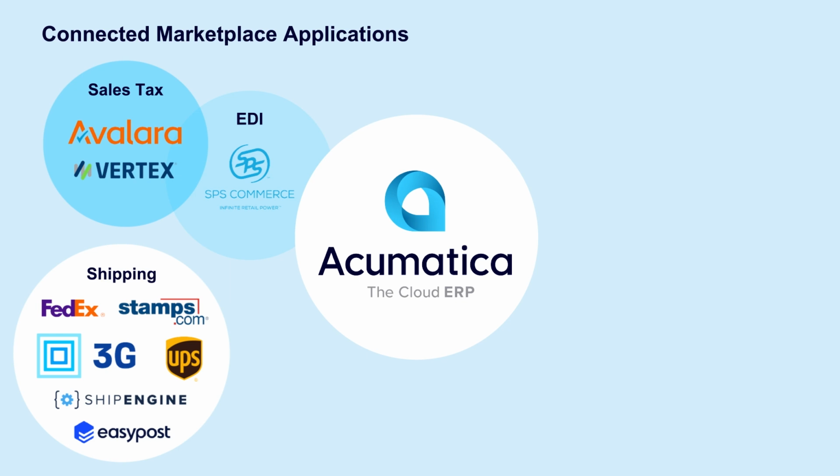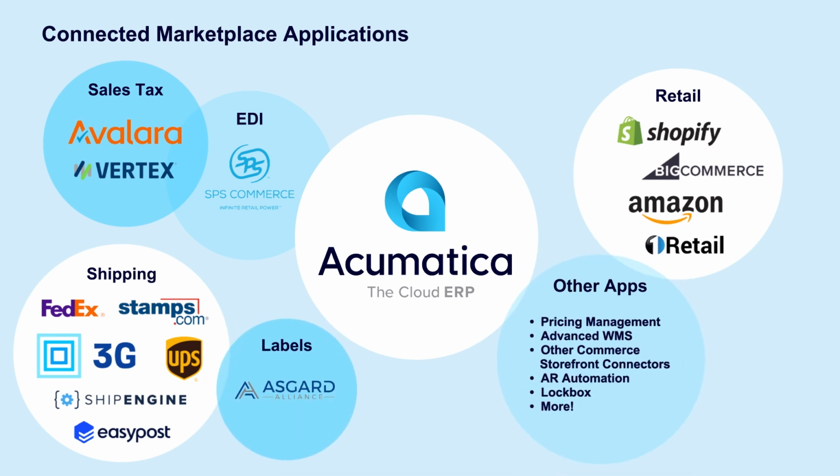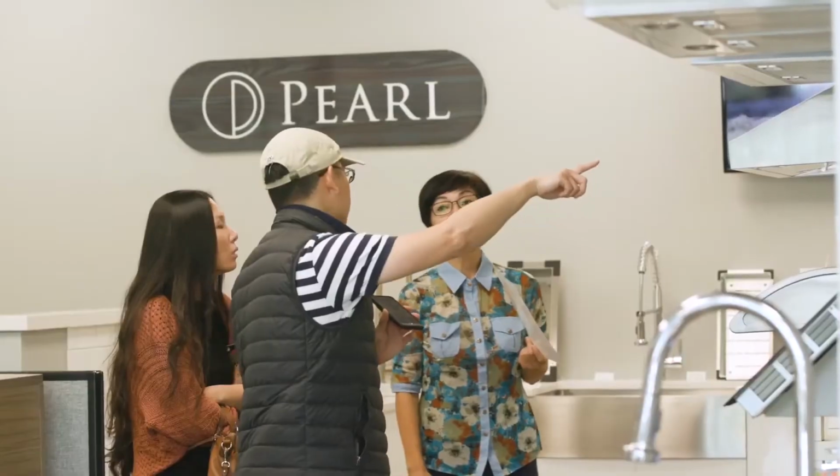With Acumatica, you can harmonize omnichannel orders from retail point-of-sale applications, commerce storefronts, and marketplaces, and gain efficiencies with advanced apps for pricing, warehouse automation, and more. Streamline and fulfill omnichannel orders with Acumatica Sales Order Management.